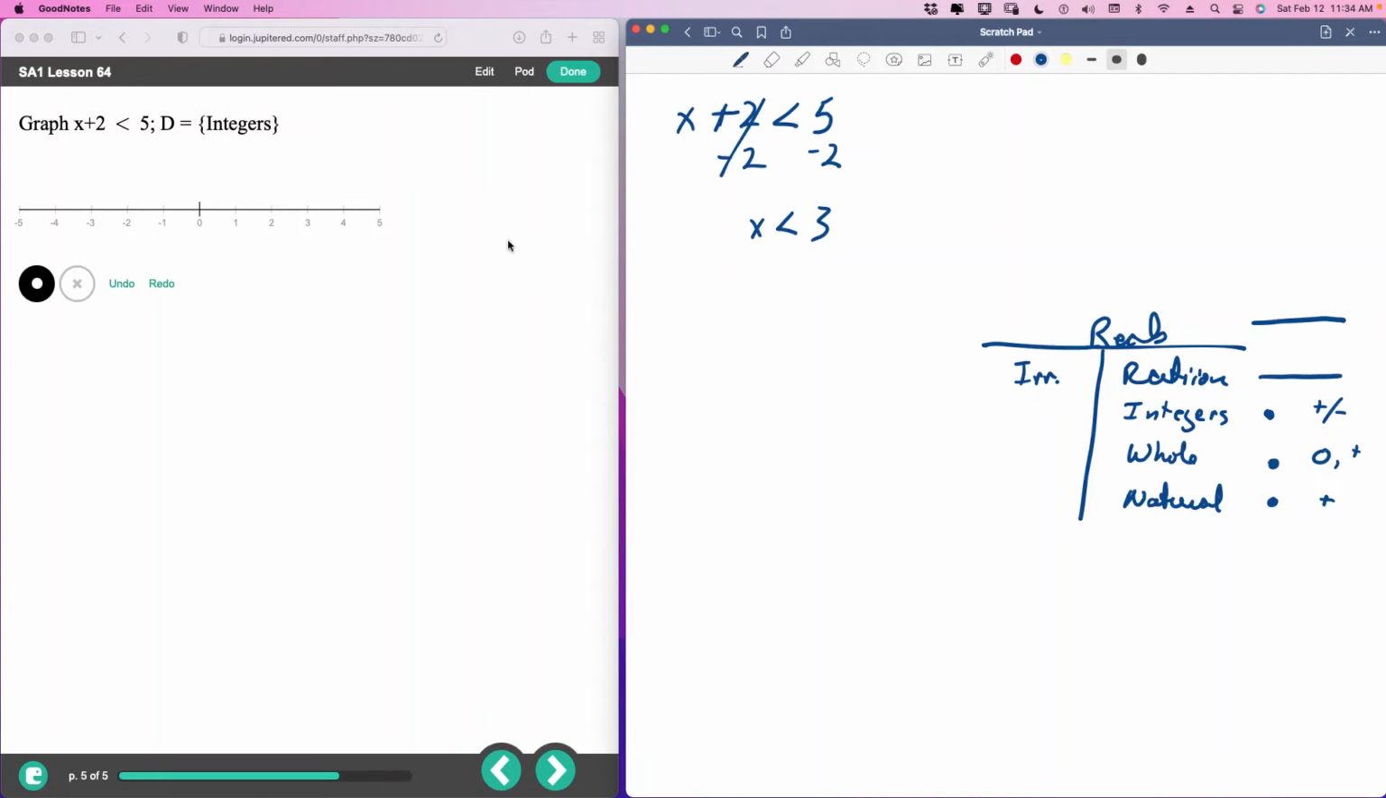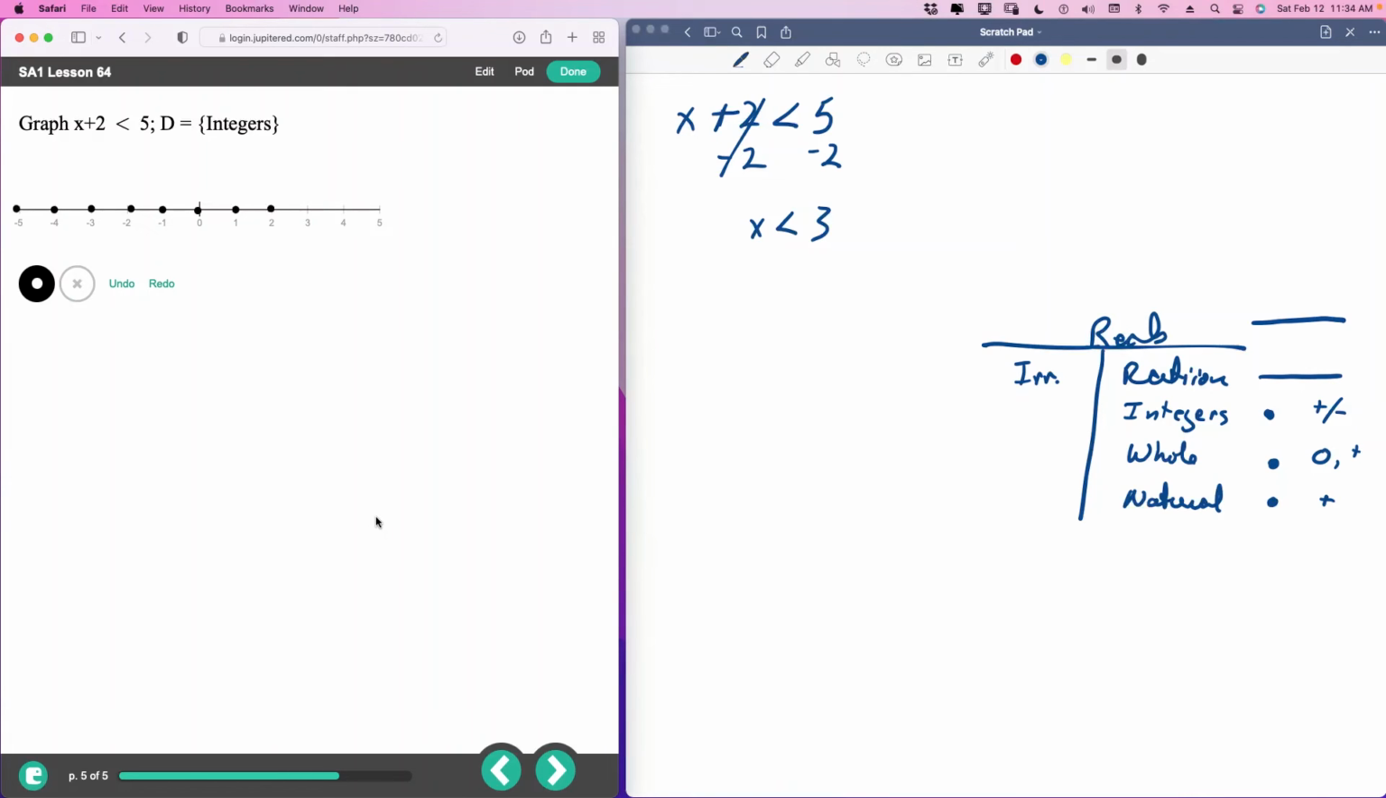And what is the domain? The domain is integers. Integers means dots, positive or negative, dots, right? So x is less than 3, so it doesn't include 3. It's less than 3 for the integers. So the next integer that's less than 3 is 2. So we just dot every integer that is less than 3. That's it. That's all there is, and we're done.